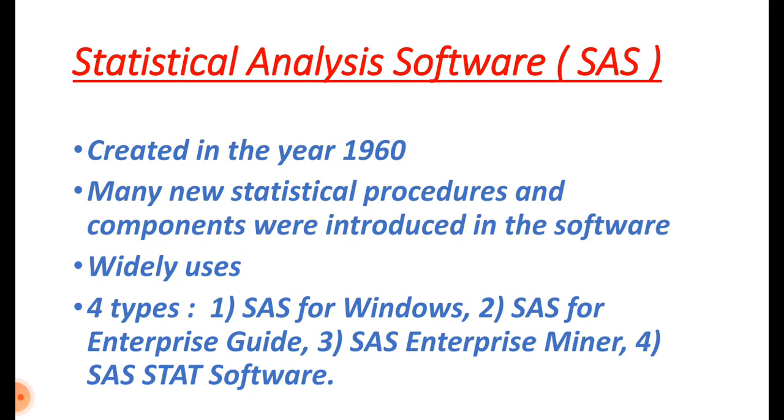The second statistical software is SAS, Statistical Analysis Software. This software was developed by SAS Institute for Data Management, Advanced Analytics, Multivariate Analysis, Business Intelligence, Criminal Investigation, and Predictive Analytics. Since then, many new statistical procedures and components were introduced in this software. It was created in the year 1960.